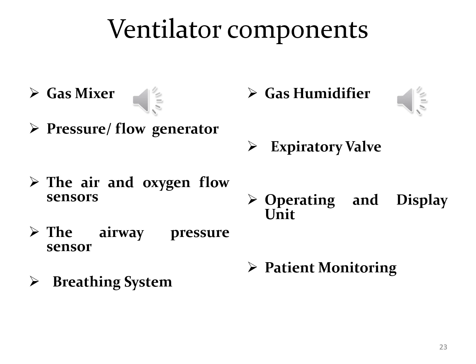Ventilator components. Gas mixer. The gas mixer allows the user to vary the oxygen concentration of the inspiratory gas between 21% and 100% by volume. Pressure flow generator. The pressure or flow generator is responsible for delivering the mixed gas prepared by the gas mixer according to the ventilation parameters set in the operating unit.